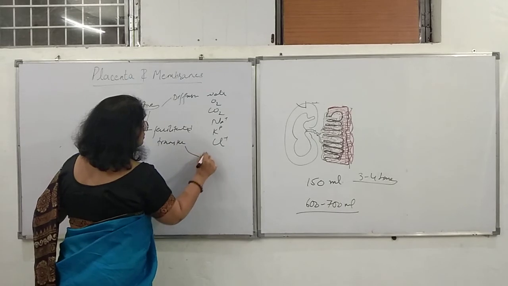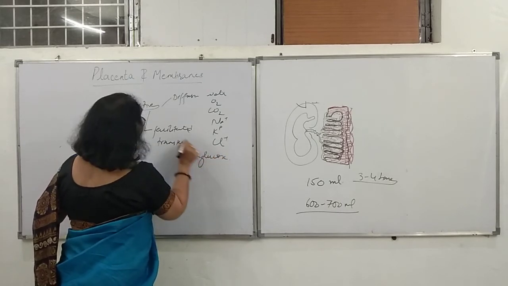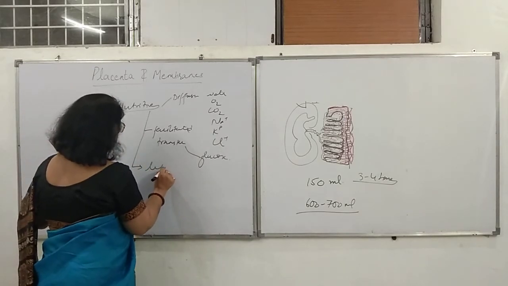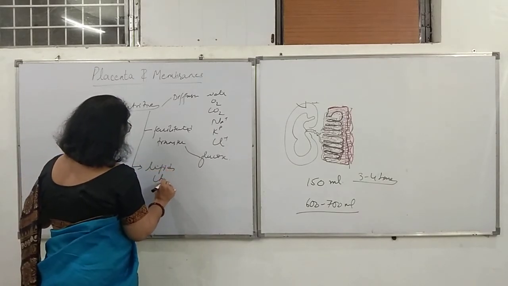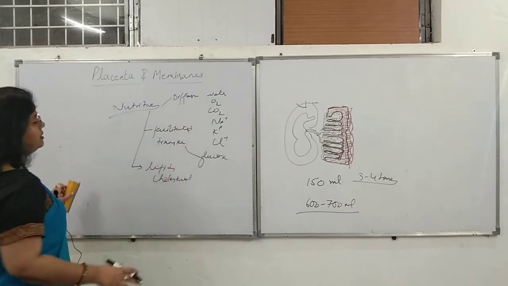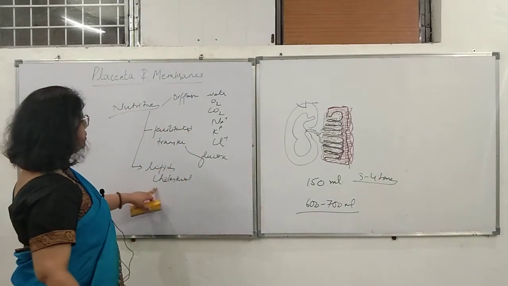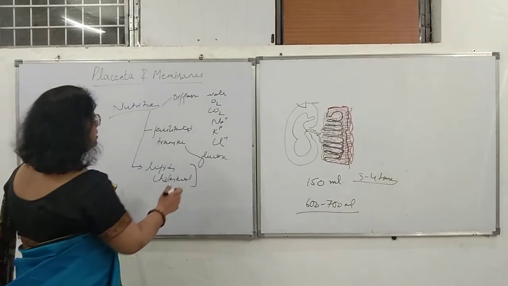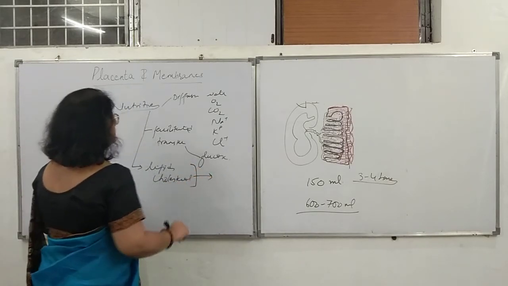Glucose is by facilitated transfer. Now, lipids and cholesterol. Yes, cholesterol also crosses the placenta. Lipids and cholesterol, because they are fat soluble, they are lipids, they cross easily.